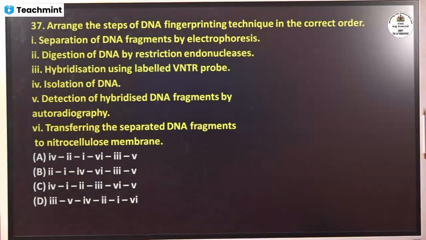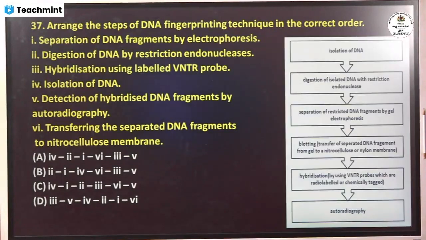Arrange the steps of DNA fingerprinting technique in the correct order. Separation of DNA fragments by electrophoresis, digestion of DNA by restriction endonucleases, hybridization using labeled VNTR probe, isolation of DNA, detection of hybridized DNA fragments by autoradiography, transferring the separated DNA fragments to nitrocellulose membrane. So which is the correct order of sequence? We'll just see here what is happening.